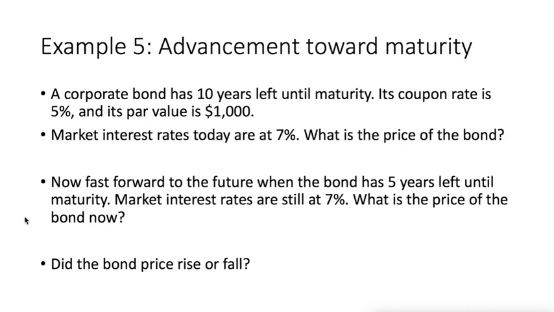All right, example 5 looks at the impact of advancement toward maturity. So the initial characteristics of the bond has 10 years left until maturity, coupon rate is 5%, and its par value is $1,000. Let's say market interest rates today are at 7%. What's the price of the bond? So coupon rate is 5%, which means the coupon payment is $50, 5% of $1,000.